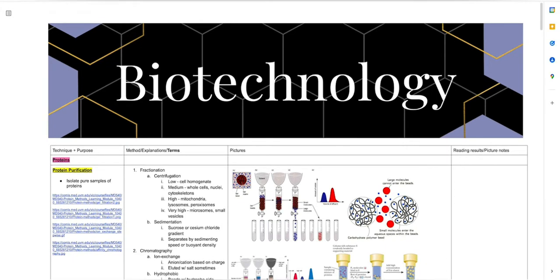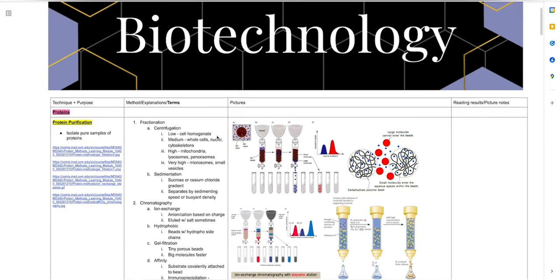So first up is protein purification. The purpose of it is to isolate pure samples of proteins. So there's 2 steps. First, you'll need to use fractionation, which is basically like blitzing the cells in a food processor. And this splits the big components of the cells apart without damaging them internally.